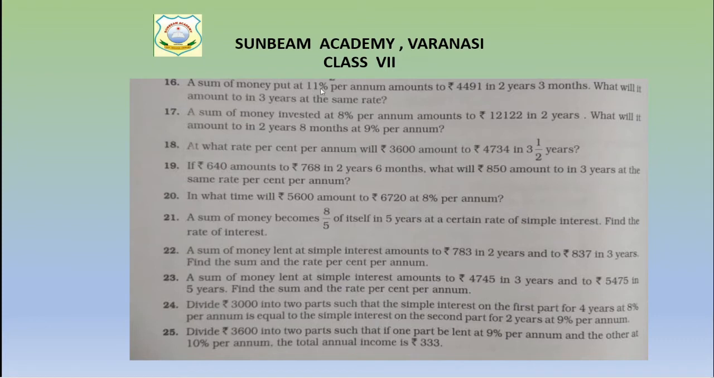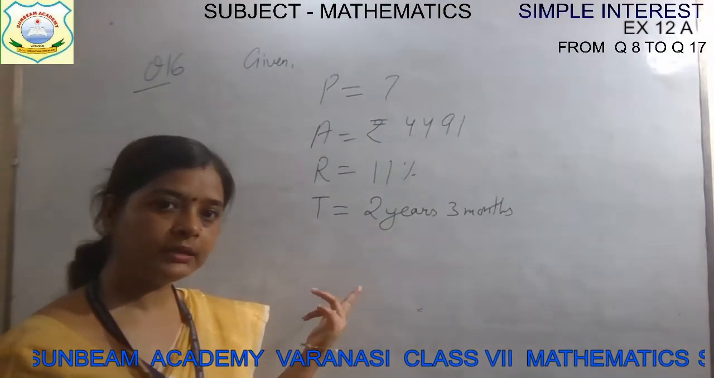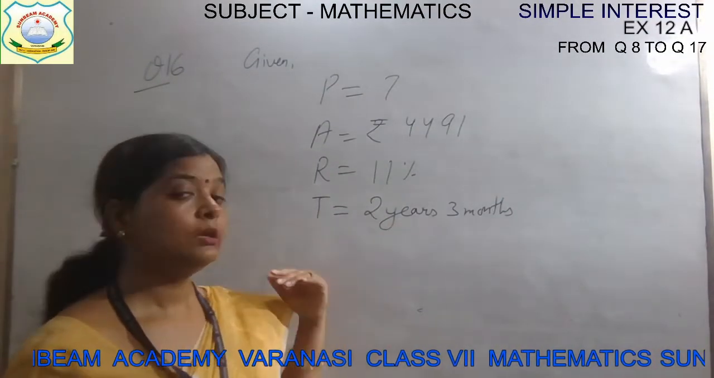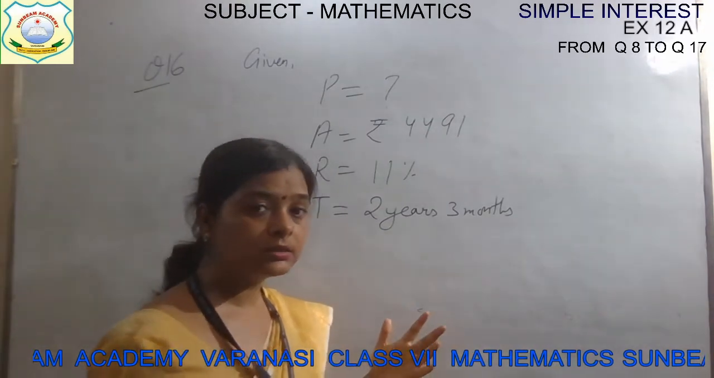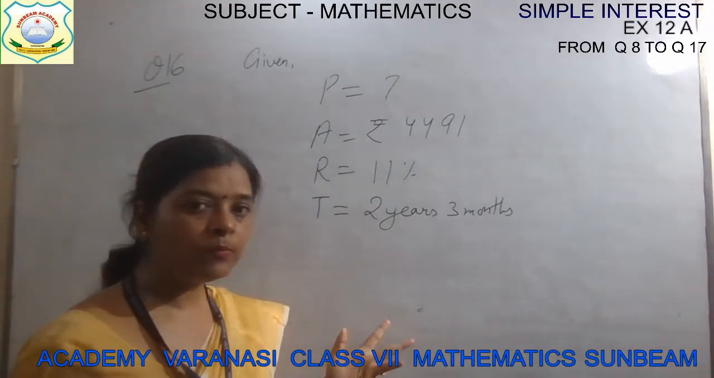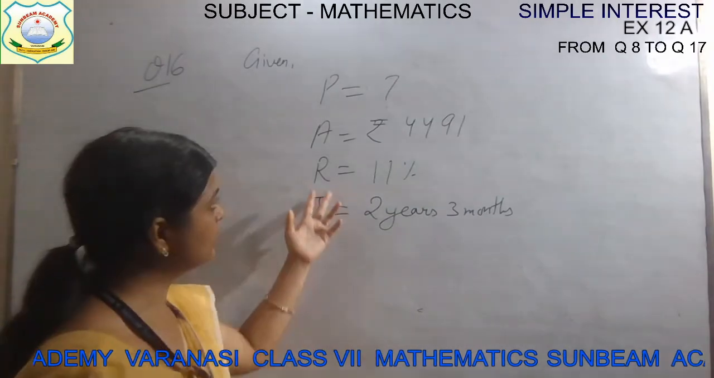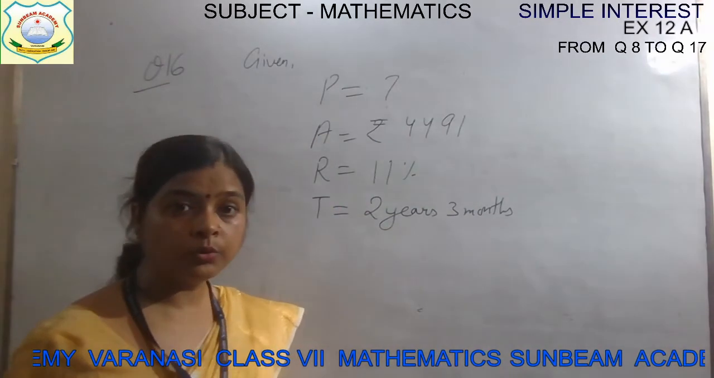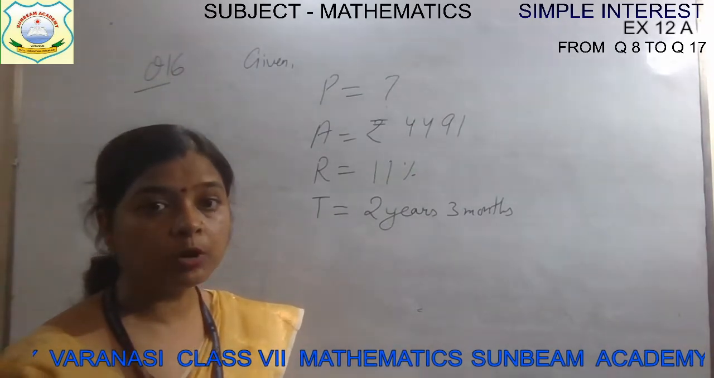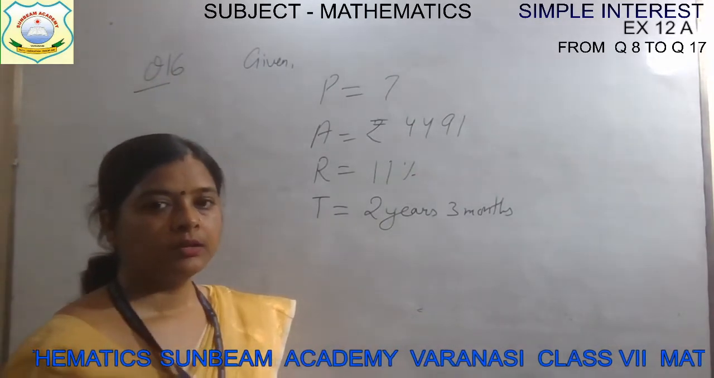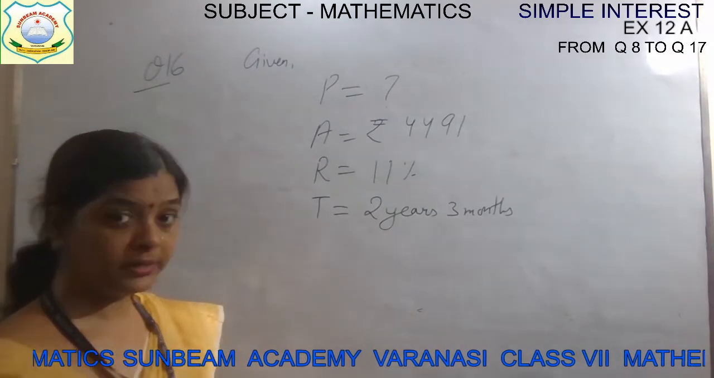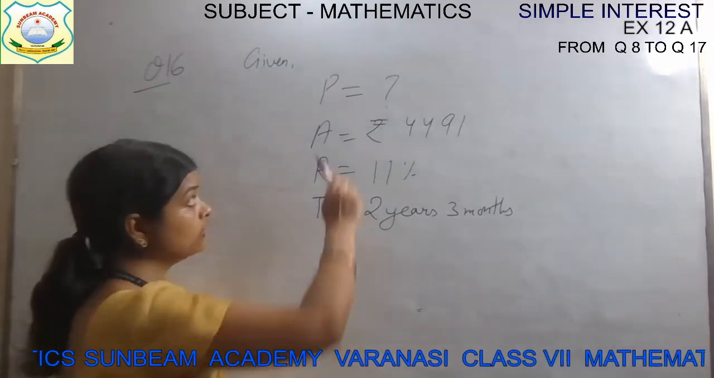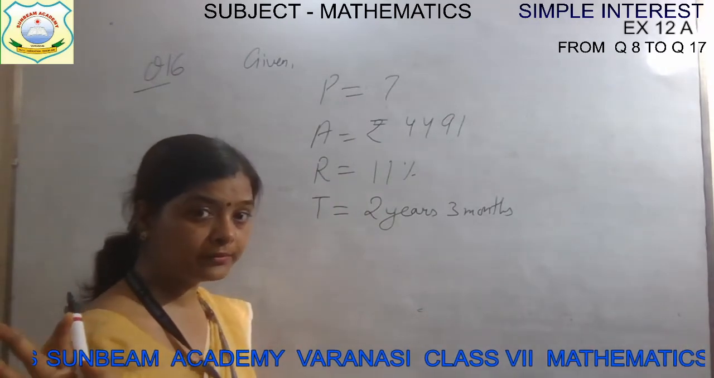A sum of money put at 11% per annum amounts to 4491 in 2 years 3 months. So at the same rate, 11% per annum, if it is deposited or borrowed for 3 years, how much will the amount be? Now children, clearly we don't know something. What don't we know here? Come on. Children, in this case we don't know the simple interest also. Along with the principal money, we don't know the simple interest.